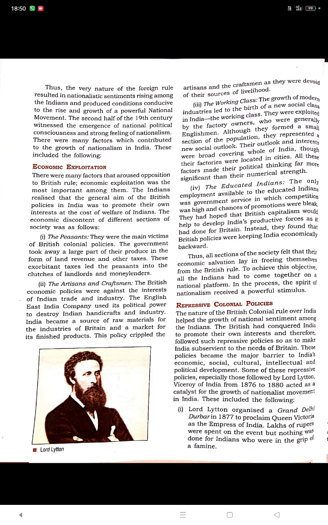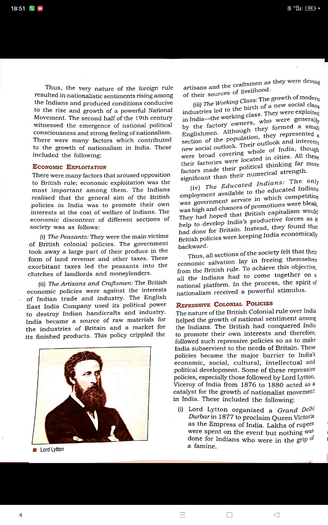Peasants. Who are peasants? The peasants are small farmers. They were the main victims of British colonial policies. They are very needful for the British policies. They have to grow indigo. That's why the government took away a large part of their produce in the form of land revenue and taxes. Means the government of Britishers took away a large part of their produce.